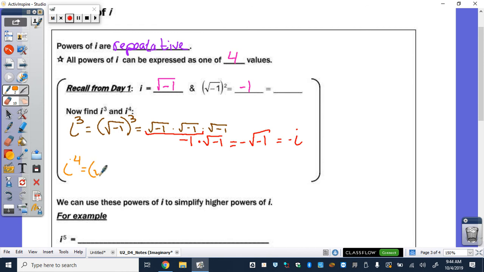i to the fourth is the square root of negative 1 to the fourth power, which means I am multiplying the square root of negative 1 times the square root of negative 1 times the square root of negative 1 times the square root of negative 1, multiplying it 4 times.